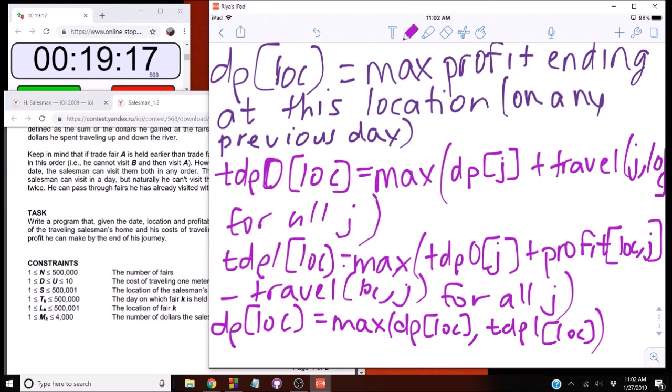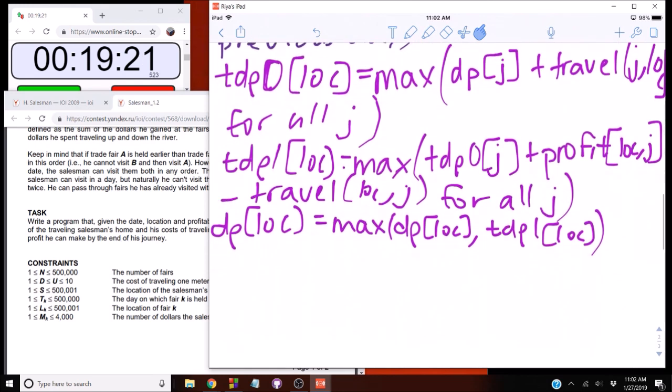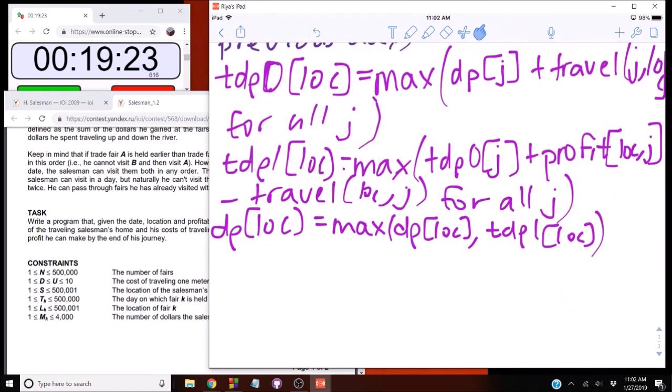Okay, so it looks like we have O(n) states, and everything's coming out to O(n). The only thing that's not coming out to O(n) is the for all j in these two formulas here. So we need a way of quickly calculating DP[j] plus travel(j, lock). This is the tricky part.